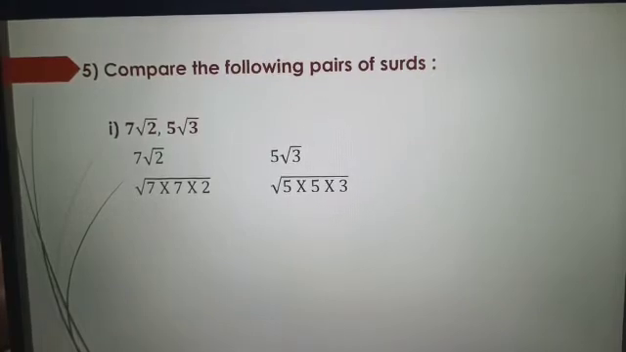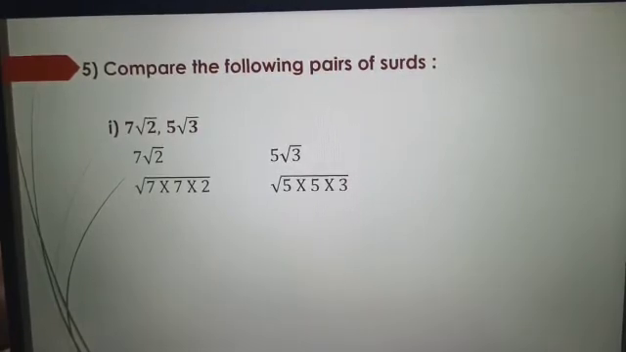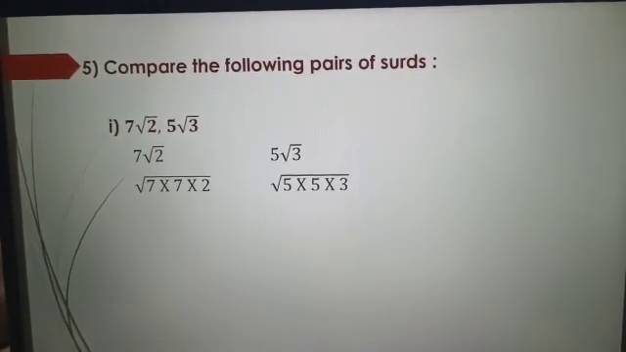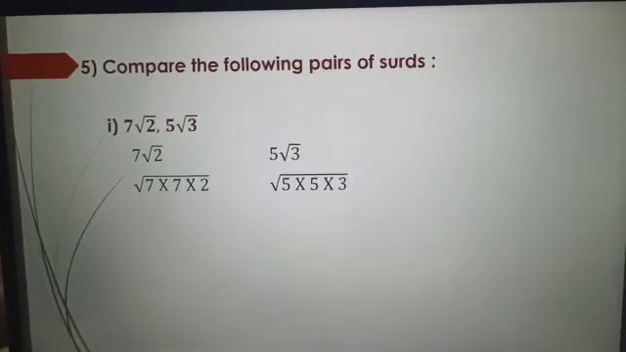So when it goes inside the radical sign, we have to write it 2 times. So that is 7 into 7. So square root of 7 into 7 into 2. And here this 5 will go inside the radicand sign. Therefore square root of 5 into 5 into 3.